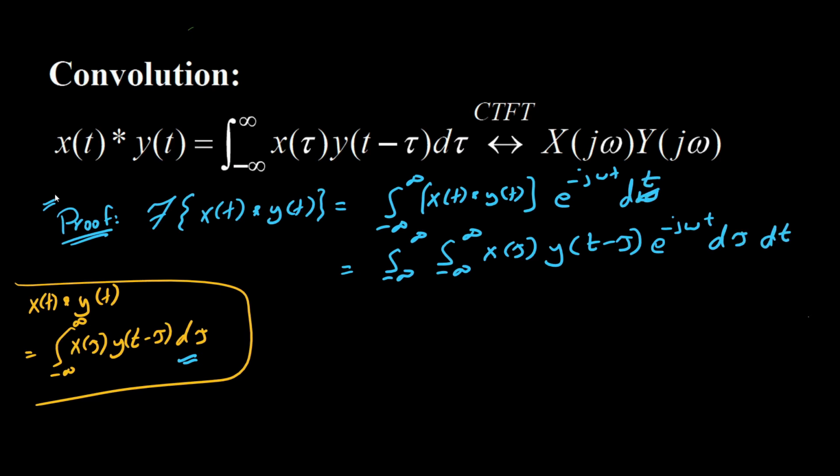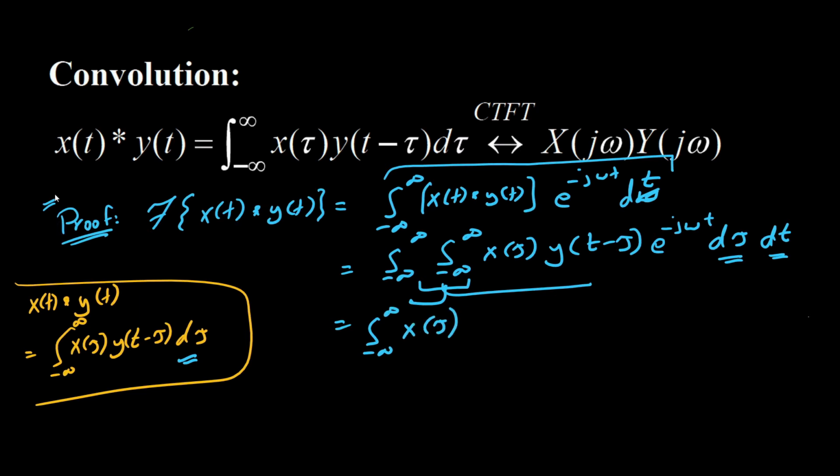So this is simply t because we are having the Fourier transform and not the inverse Fourier transform. Now this is a double integral with two variables of integration, one with respect to tau and another with respect to t. Bringing the inner integration, that is with respect to tau, outwards, we have the integral from minus infinity to infinity of x of tau, and then the integral from minus infinity to infinity of y of t minus tau e to the power minus j omega t dt and d tau.